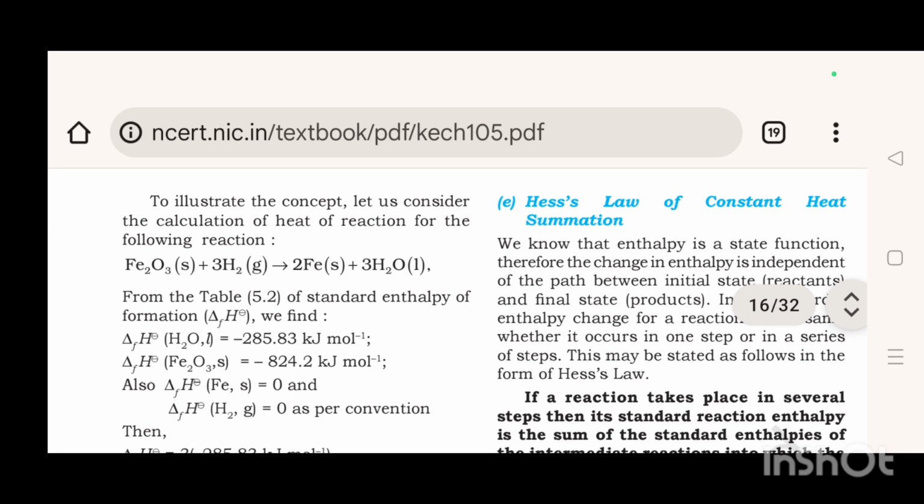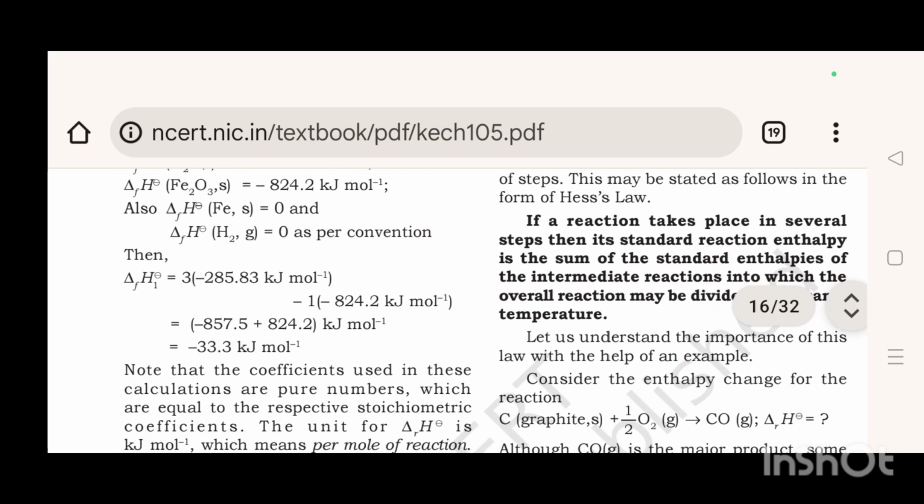To illustrate the concept, let us consider the calculation of the heat of reaction for the following reaction: Fe2O3 plus 3H2 gives 2Fe plus 3H2O. From the table of standard enthalpy of formation, we find ΔfH is minus 285.83 kJ mol⁻¹ for H2O. For Fe2O3 it is minus 824.2 kJ mol⁻¹. Also ΔfH for Fe is 0, and ΔfH for H2 is also 0 as per convention. Then ΔrH equals 3 into minus 285.83 kJ mol⁻¹ minus 1 into minus 824.2 kJ mol⁻¹, which gives us minus 33.3 kJ mol⁻¹.